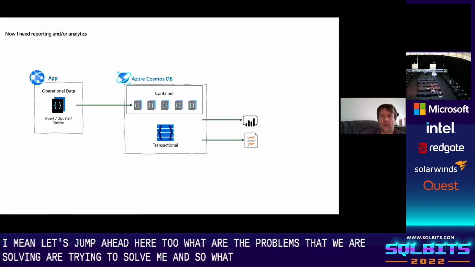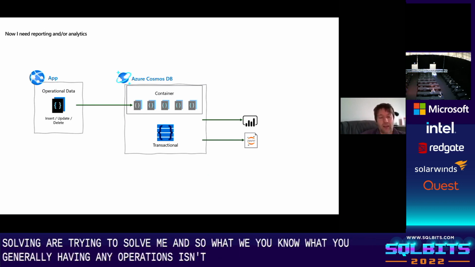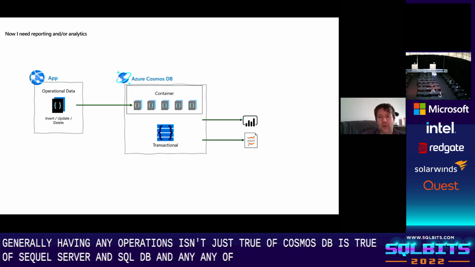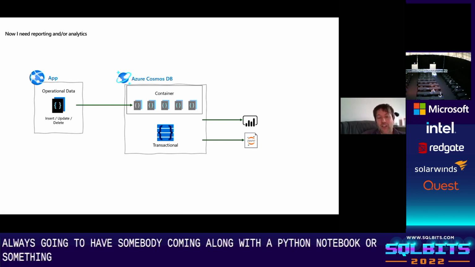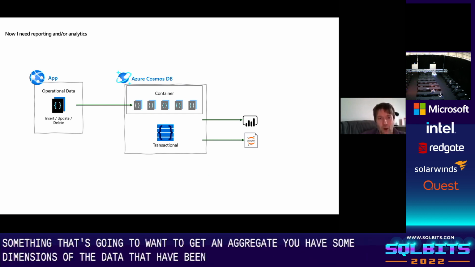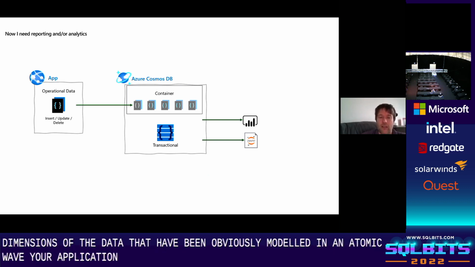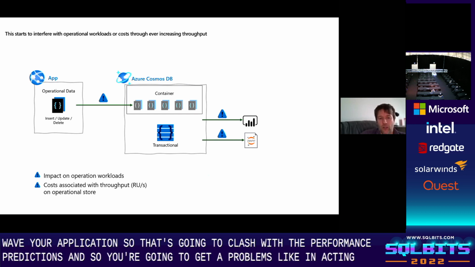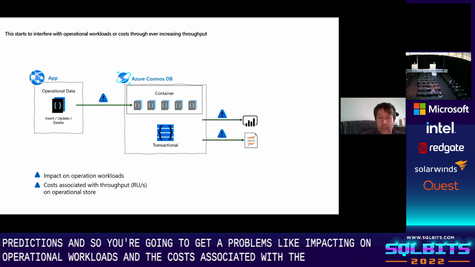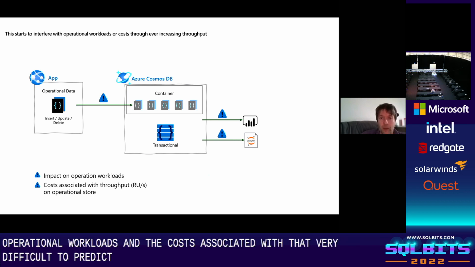What you generally have in any operational system, this isn't just true of Cosmos DB, it's true of SQL Server and SQL DB and any operational database. You're always going to have somebody coming along with a Python notebook or something that's going to want to get an aggregate view of some dimensions of the data that have been modeled in an atomic way for your application. So that's going to clash with your performance predictions. And so you're going to get problems like impacting on operational workloads and the costs associated with that. It's very difficult to predict the impact that could have.